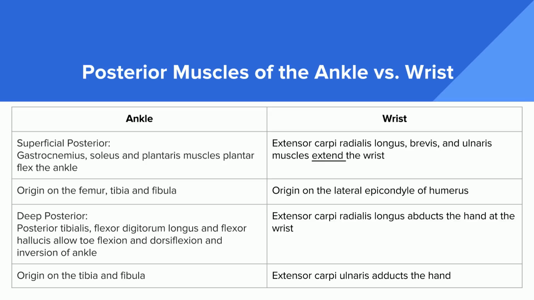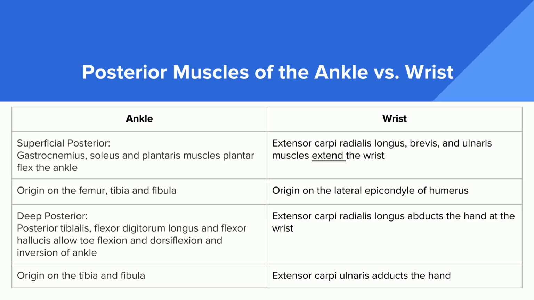Collectively, all of these muscles insert at the calcaneal tendon, which is more commonly known as the Achilles tendon. In comparison to the posterior muscles of the wrist that perform extension, each of the superficial posterior ankle muscles allow plantar flexion to occur.